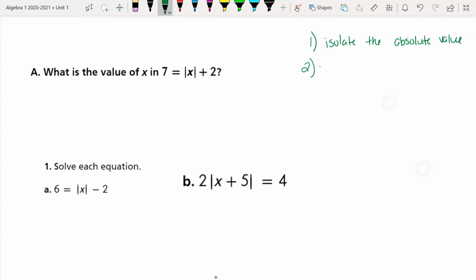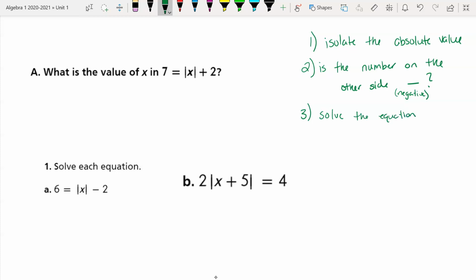Then you want to ask yourself, is the number on the other side negative? And you want to solve the equation 2 ways. And I'll show you what I mean by all those.